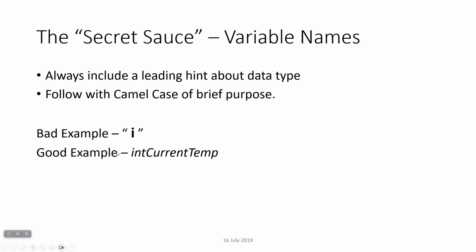So here's a good example. This is whole number, integer, and it represents the current temperature. So I know that we're dealing with whole numbers, int for integer, and I know that what's stored in this variable is the current temperature. So when I'm working with software that I'm creating that has to do with a temperature probe, this is where I can store the current temperature, right?